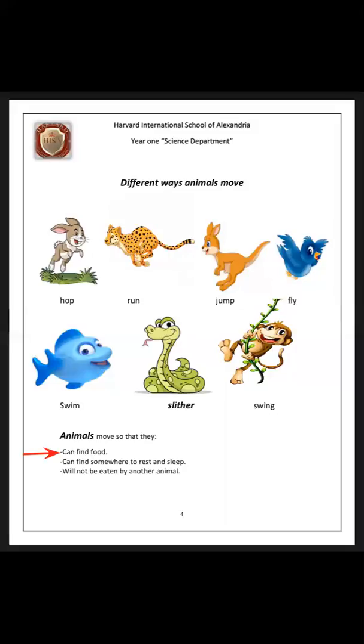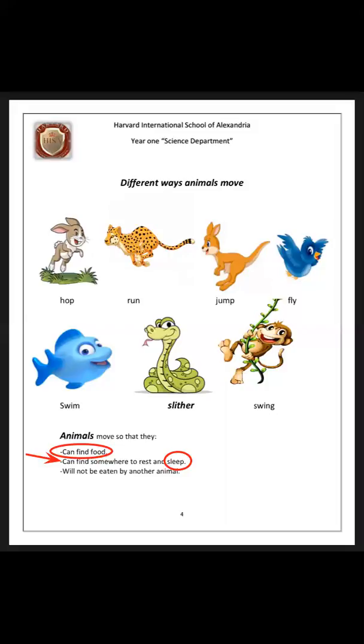It depends on the way they move. Like the fish. The fish swims from here to there, very far away, just to find food. And of course, sometimes they stay in one place, but also they search for food. The second one, they can find somewhere to rest and sleep. And of course, this place has to be safe. So they search for a place to rest and sleep.